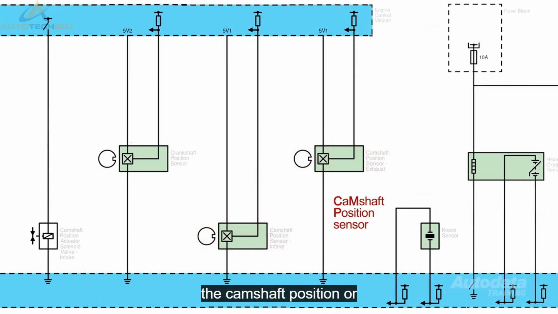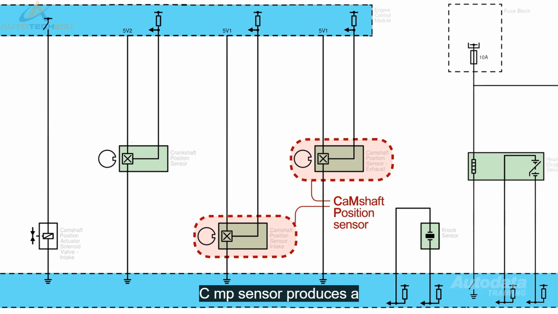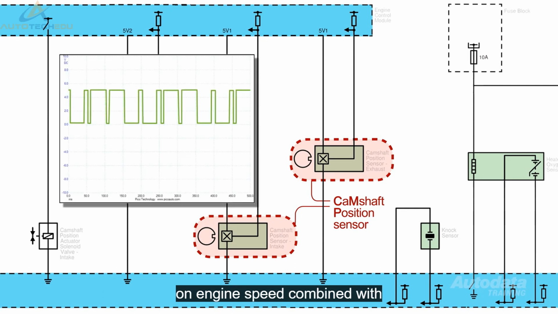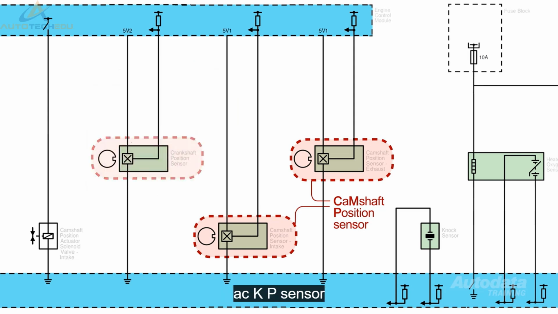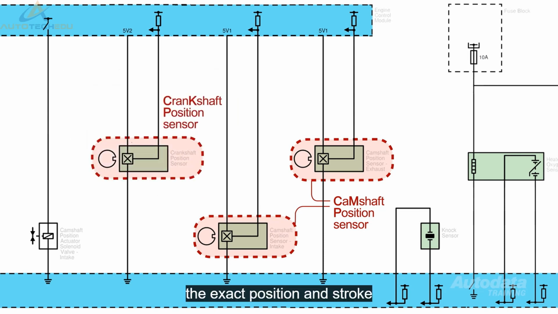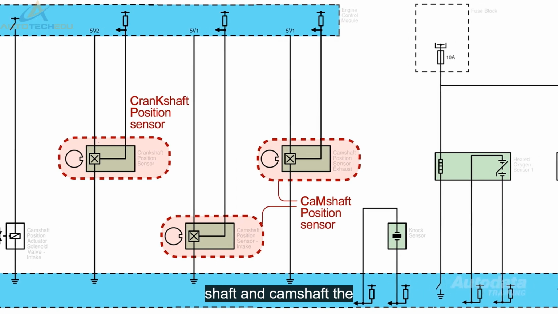The camshaft position, or CMP sensor, produces a digital on-off signal of varying frequency. The frequency will depend on engine speed. Combined with the CKP sensor, the exact position and stroke of the crankshaft can be determined. On vehicles with variable valve timing, the ECM can confirm the relationship between the crankshaft and camshaft.